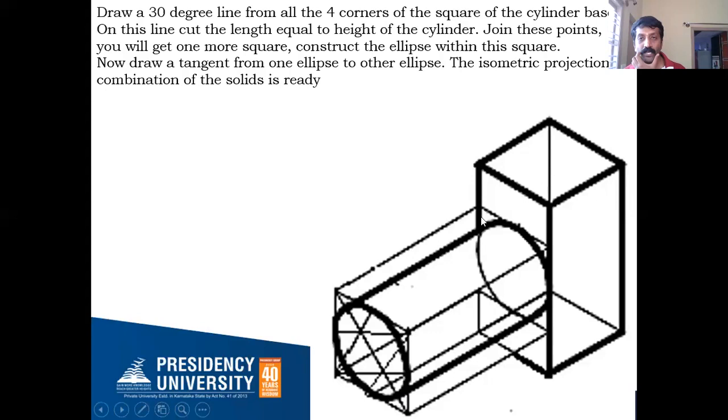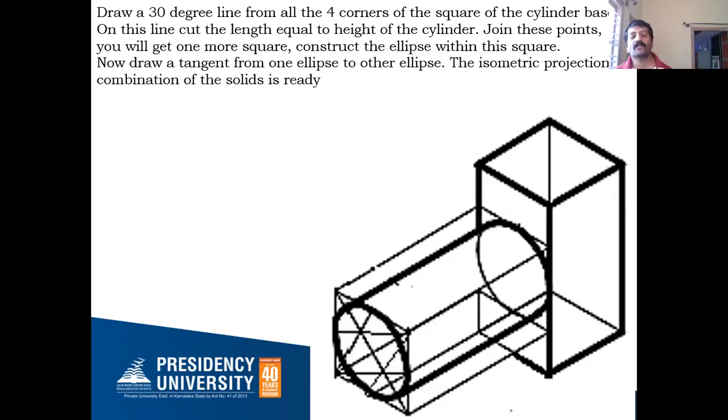Once again, I'll repeat it. From this ABCD, the corner, you draw a 30-degree line in this direction, 1, 2, 3 and 4 like this. After drawing the 30-degree line, you take the isometric length or height of your cylinder. From this corner, you cut this 30-degree line. From this corner, you cut it here. From this corner you cut it here, from this corner you cut it here. The 4 points you are going to get, you join these. So you'll get one more square.